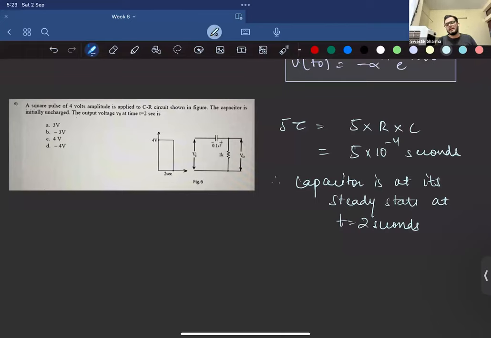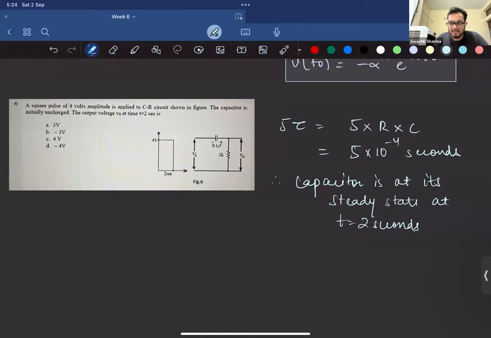So if a capacitor has reached its steady state, what does that mean? While charging, the voltage will reach at which value? So what would happen? 0.06. No, that's for discharging. It's charging right now, right? It's a charging circuit. There is a 4-volt DC source connected across till 2 seconds. It's a DC source, right? It's not changing anything. So it's connected across that 0.1 microfarad and resistance combination, right?